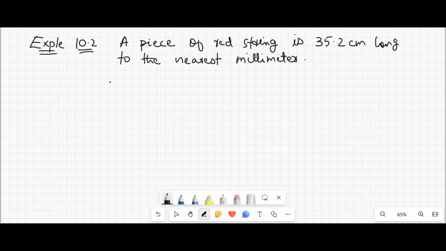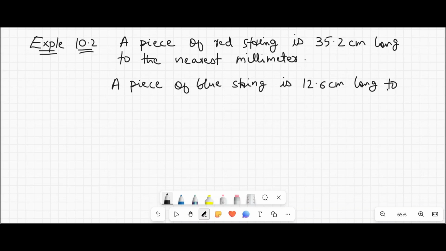So the next, a piece of a blue string is 12.6 centimeter long to the nearest millimeter.